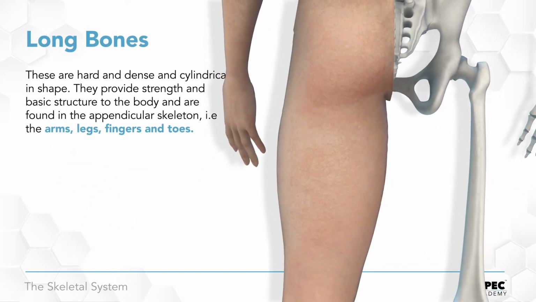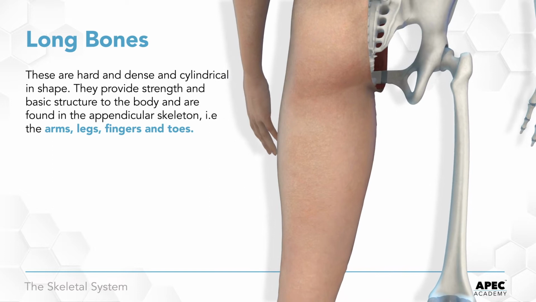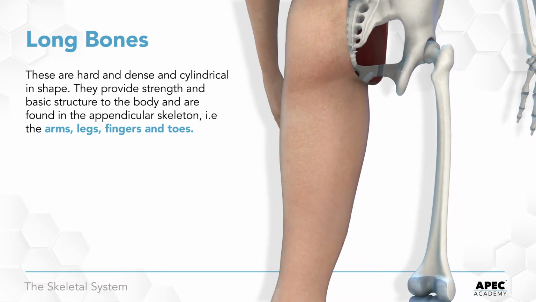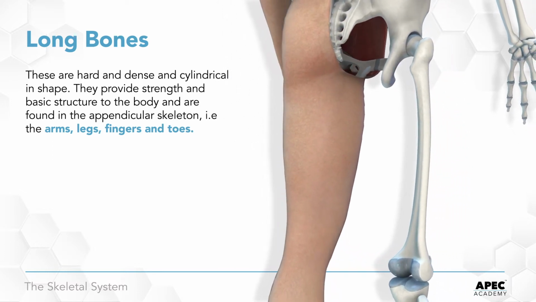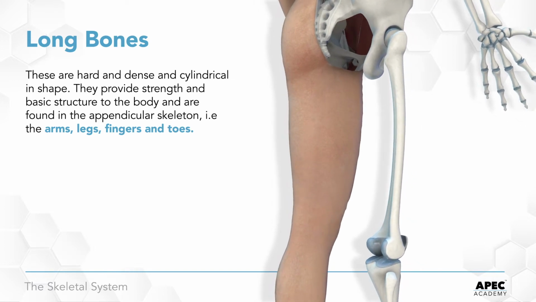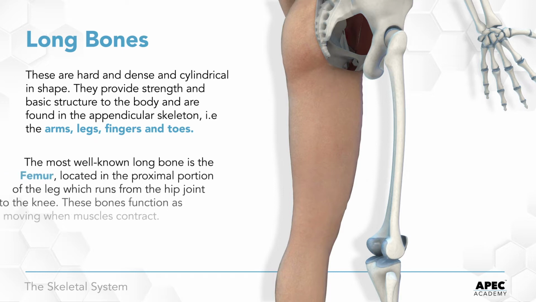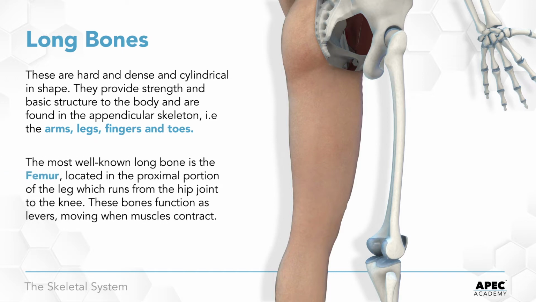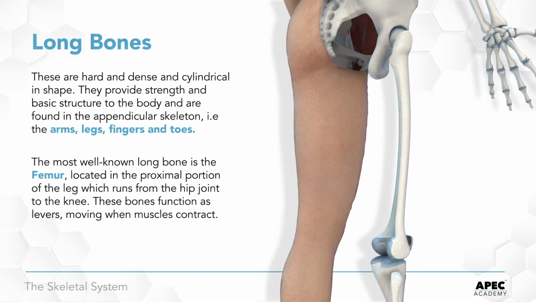We will first look at long bones. These are hard and dense and cylindrical in shape. They provide strength and basic structure to the body and are found in the appendicular skeleton, i.e., the arms, legs, fingers, and toes. The most well-known long bone is the femur, located in the proximal portion of the leg, which runs from the hip joint to the knee. These bones function as levers, moving when muscles contract.